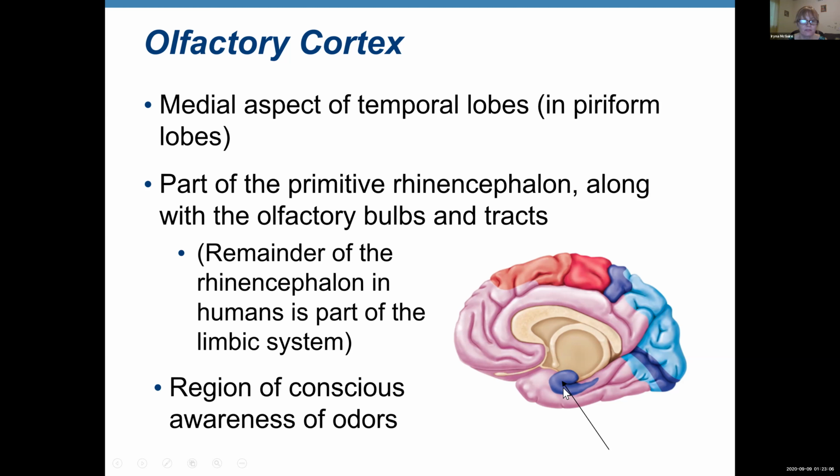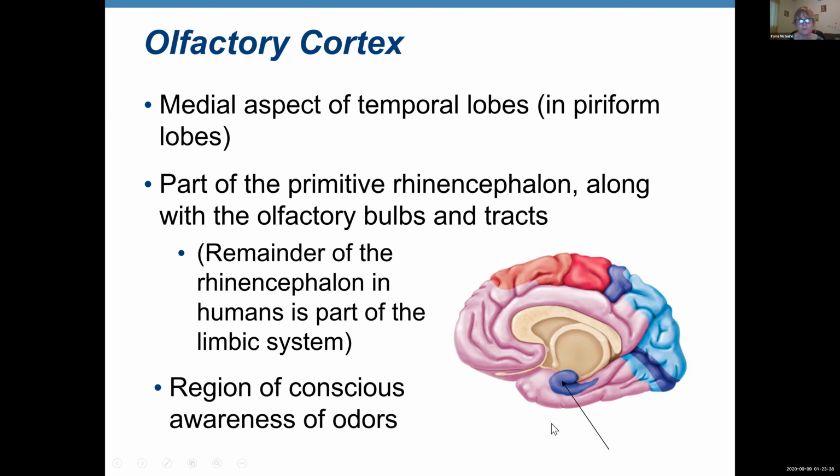And this is your conscious awareness of odors, right? So this is the olfactory information, or your smell. It's actually the only sensory information that moves from the receptors, your olfactory nerves, to your cortex before going through the thalamus.